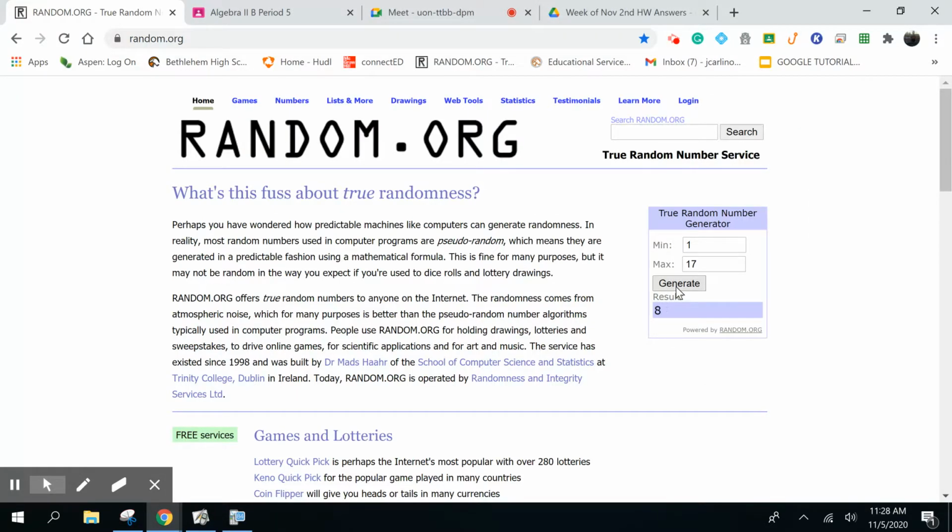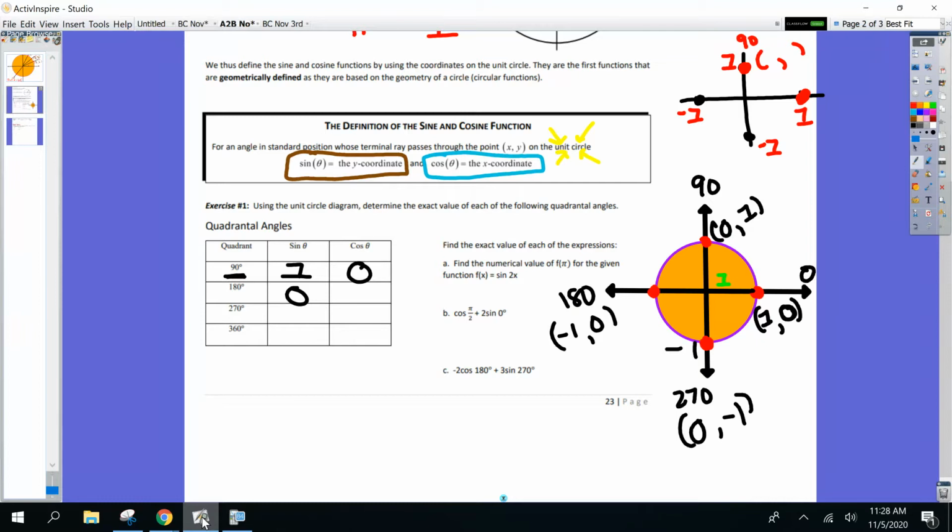Here we go. Colin, cosine is what coordinate? The x. So go to 180, Colin. What's the x coordinate at 180 degrees? -1. There you go, guys. Cosine of 180 is equal to -1. Are we okay? I'm picking this up.